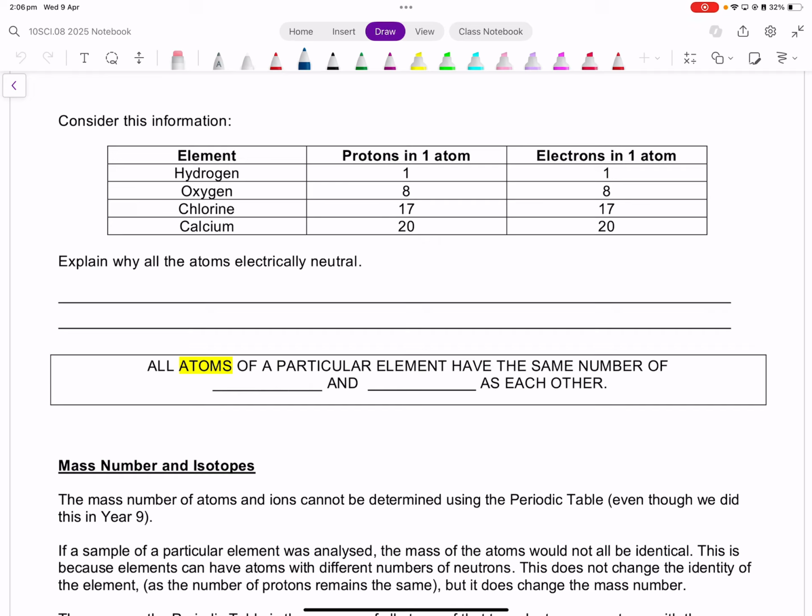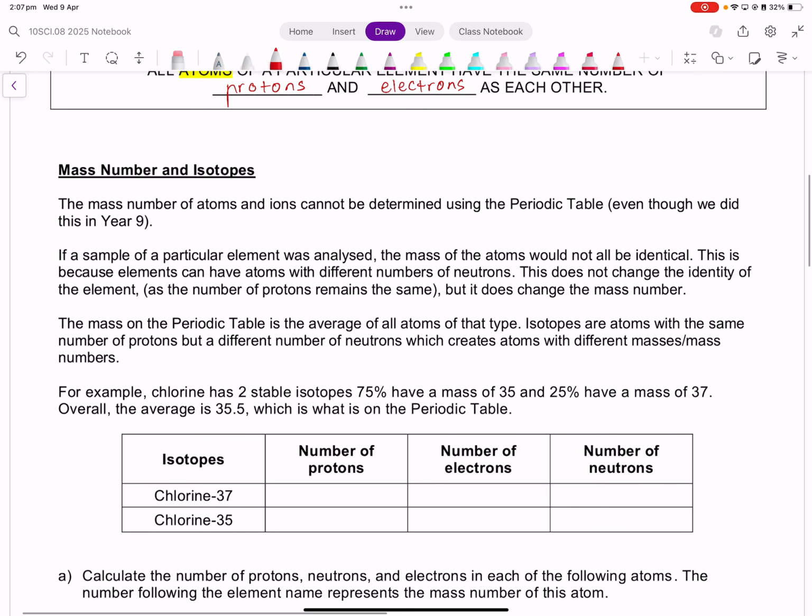The neutral things, okay? So what we're going to do today is explore this idea. Before we get there, let's just very quickly talk. All atoms of a particular element are always going to have the same numbers of protons and electrons. Okay? They always have the same number of protons and electrons. And this means that all atoms of a particular element can have different numbers of neutrons. So let's have a read through this passage together. I'm going to highlight some of the keywords along the way.